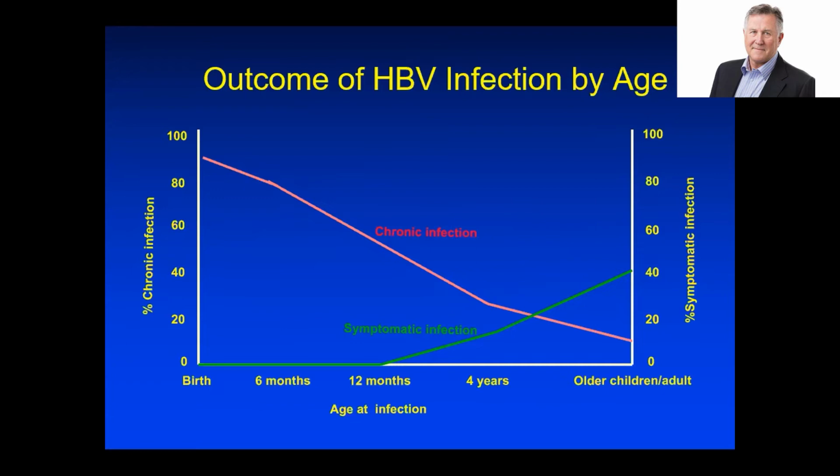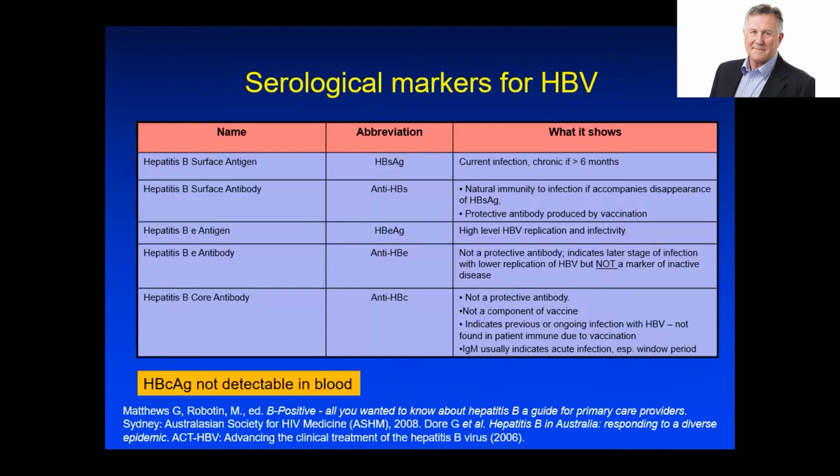It's actually very unusual to get chronic infection by the time you're an adult, but you actually get sick, and that is because the immune system makes you sick. You can see in the green line, by the time you're an adult, you have a 40% chance of having acute hepatitis. So you can get jaundice and occasionally you can get liver failure from this. The number one point is that the outcome of the infection is determined by the immune system and age, which are interlinked. Next slide, please.